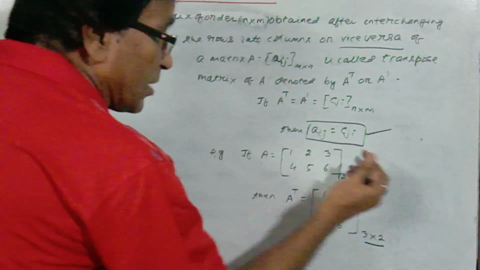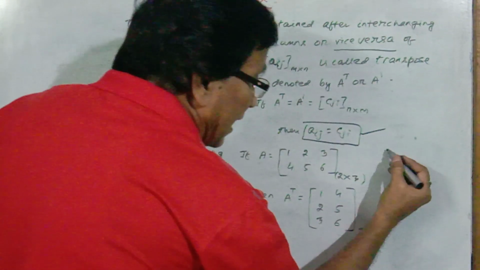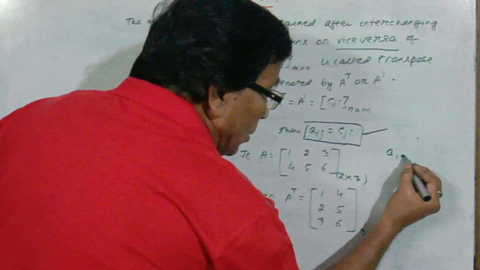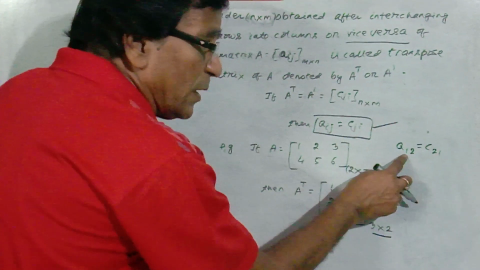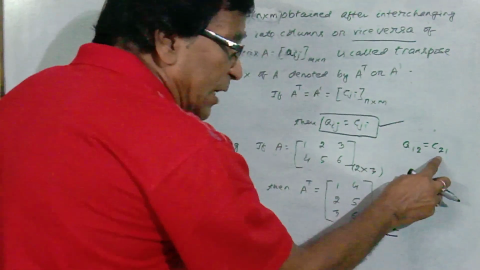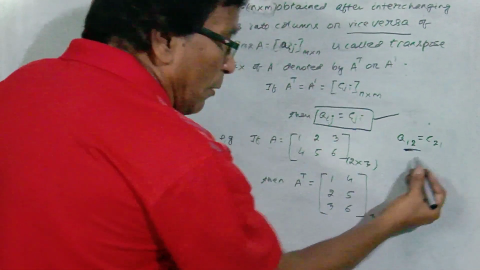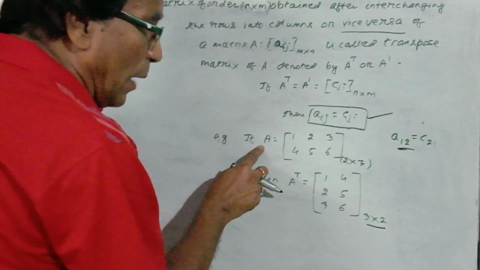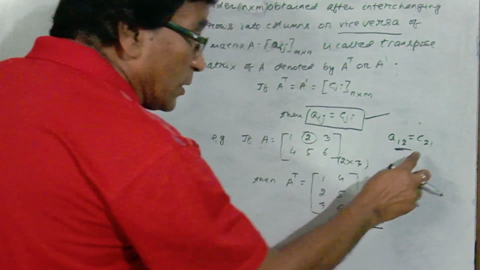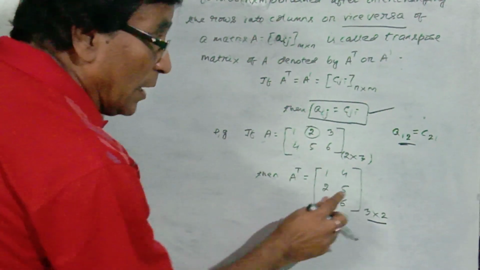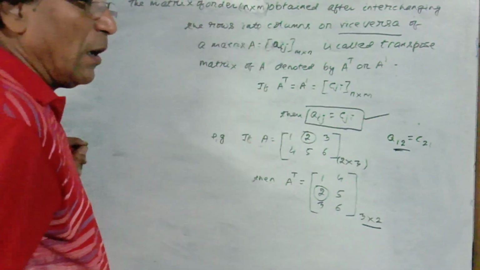So here you see, I know that Aij is equal to Cji, that means I can say that A12 element must be equal to C21 element. A12 is an element of the matrix A and C21 is an element of its transpose matrix. So what is the A12 element of the matrix A? A12 is equal to 2. That must be equal to C21 element of A transpose. C21 element is also 2. So A12 must be equal to C21.